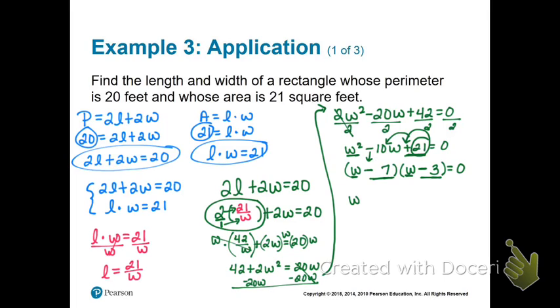So then set them individually equal to 0 and solve. The 2 we divided out completely. If you put it at the beginning, you would set 2 equal to 0, and that wouldn't make sense, so you just throw it out, because it has to have a variable. All right, and so we know our width can either be 7 or our width can be 3.